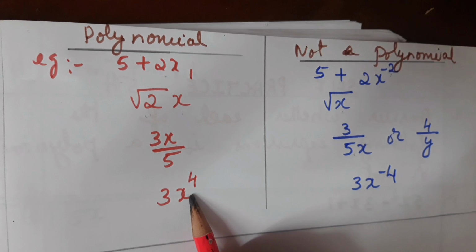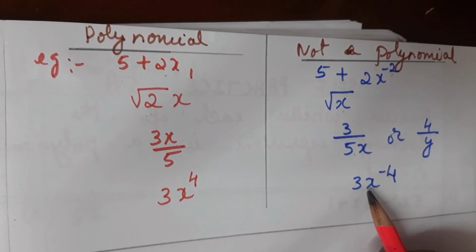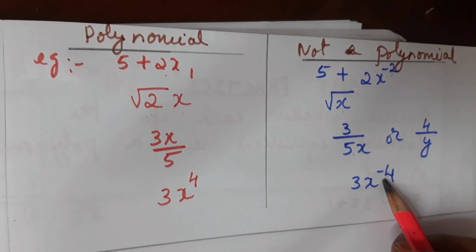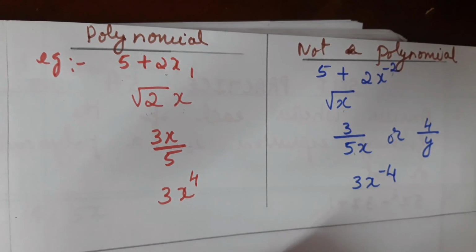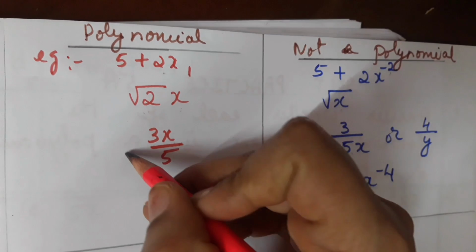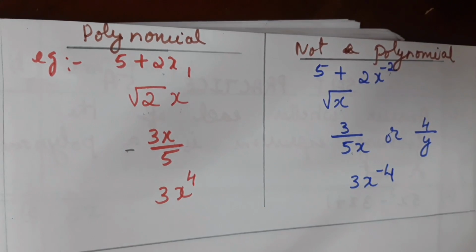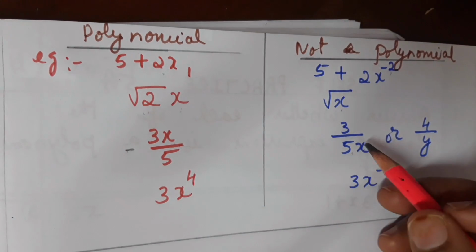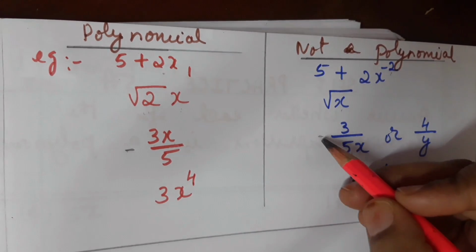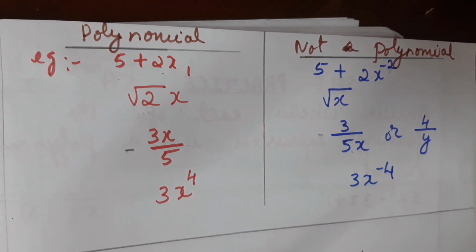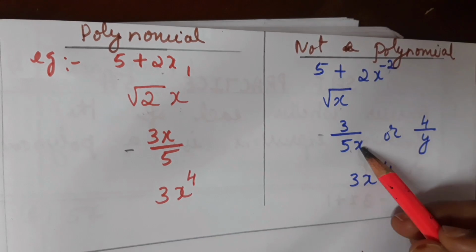3x to the power 4 is a polynomial. But 3x to the power minus 4 is not a polynomial. Reason: the power should not be minus. At the same time, we can write a coefficient of minus 3, it's also okay, that is a polynomial. But this is not a polynomial, where the power is minus 3. Negative integers are okay but not negative powers.